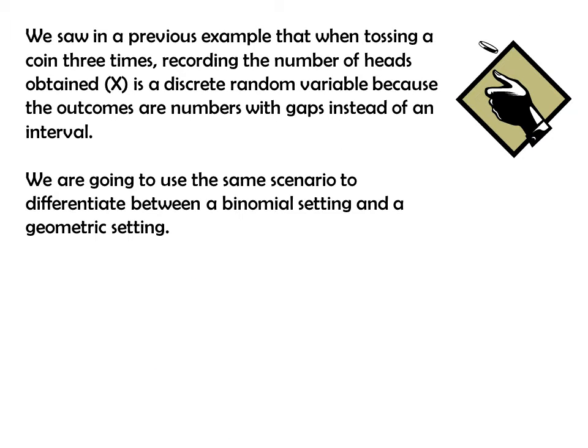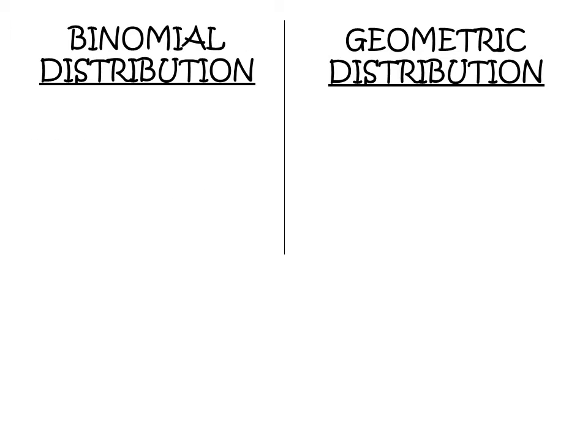So we saw in a previous example that when tossing a coin 3 times, recording the number of heads obtained is a discrete random variable because the outcomes are numbers with gaps instead of an interval. So we're going to use the same scenario to differentiate between a binomial setting and a geometric setting.